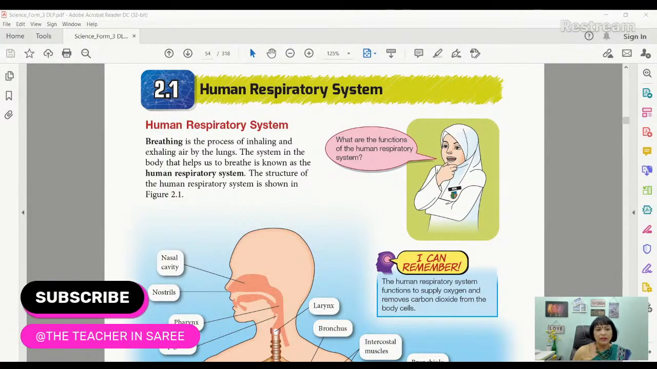That is known as the human respiratory system. The structure of the human respiratory system is also shown in figure 2.1. So that is the figure.